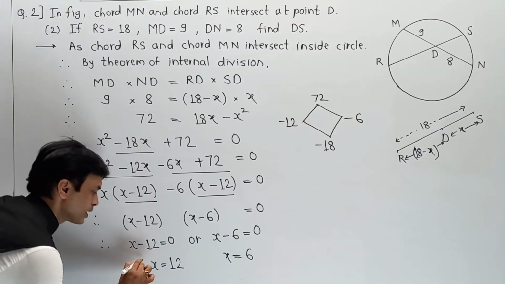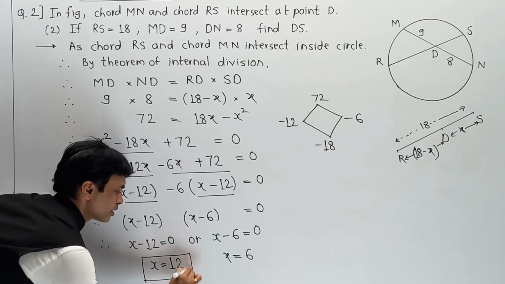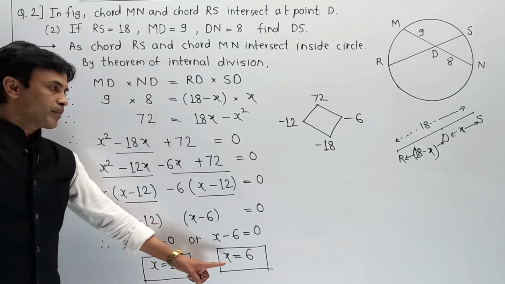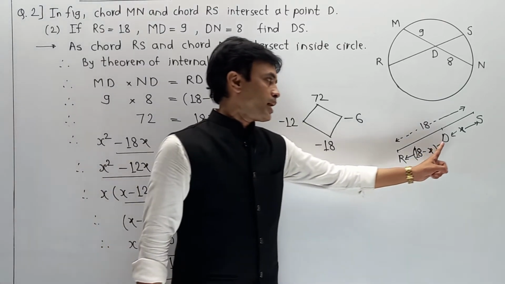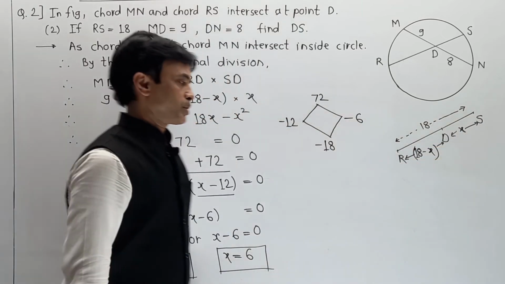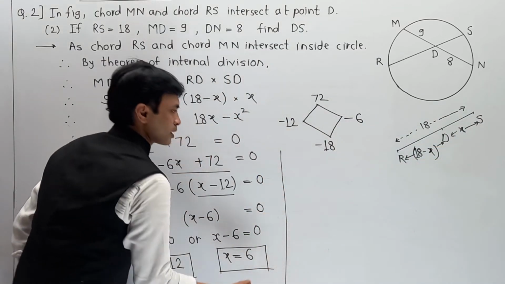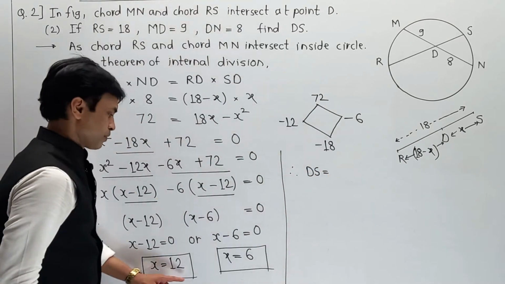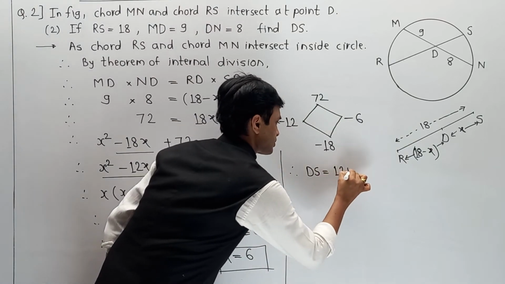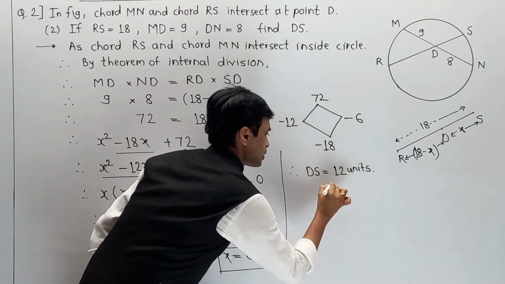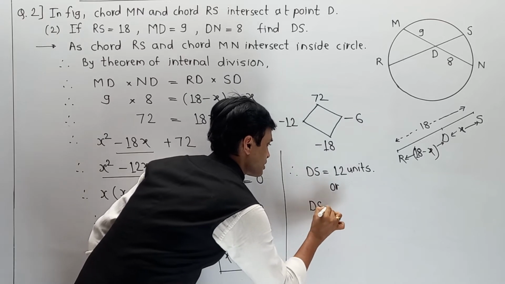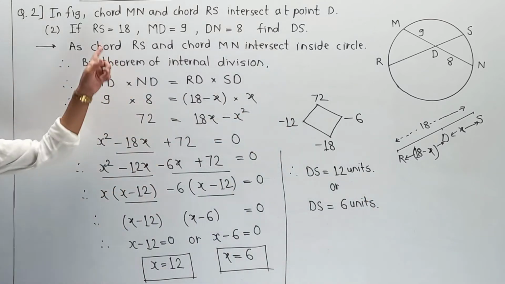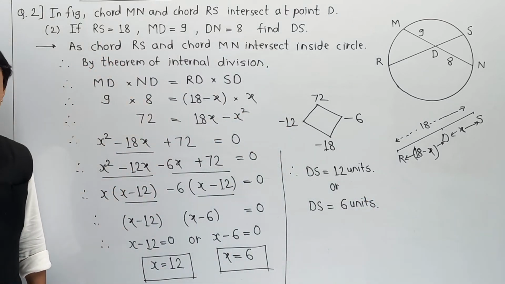And in this way you are getting two values of x. One is 12 and the second value of x is 6. Now what is our x? As per our assumptions, it is DS, that is the required answer over here. So you can have two answers: DS is equal to 12 units or DS is equal to 6 units. And definitely in this way you have to solve the entire numerical.